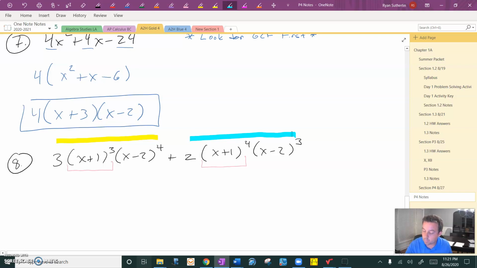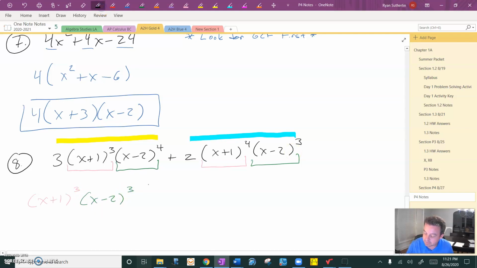So if I look in term 1, in terms of x plus 1, I have 3 of those. Over here in terms of x plus 1, we have 4 of them. So what do they have in common? They both have at least 3 x plus 1s. So I can factor out an x plus 1 to the third. Now let's look at the x minus 2s. If I look at the x minus 2s, the first term has 4 of them. The second term has 3 of them. So again, both terms at least have 3 of them. So I can factor out an x minus 2 to the third.